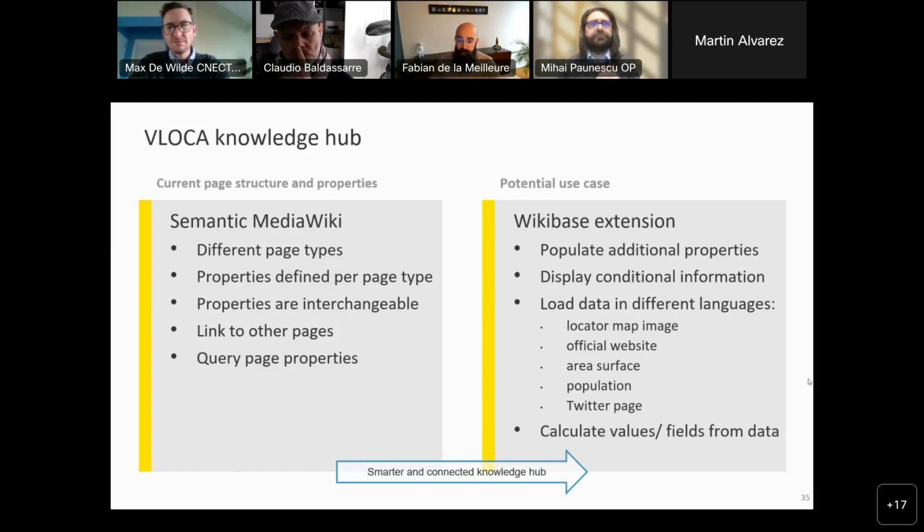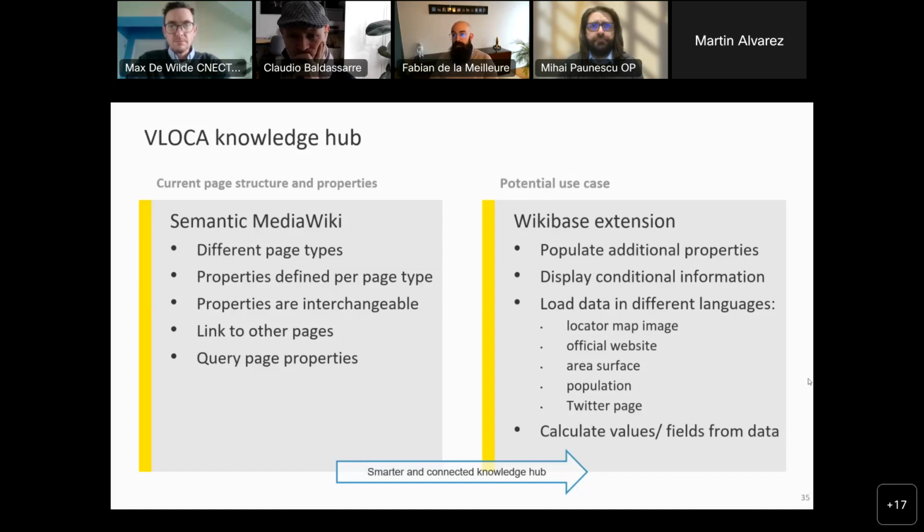And we can query page properties. So let's say that, based on what we are doing from Vloka, you have 100 smart city initiatives, which is very interesting. Well, we can query that information and see, for instance, what specific projects have been doing something around smart economy, which is very valuable information. On top of that, we could add a lot more information based on what we already have stored in our own properties on a semantic media wiki, but also based on the information that we could potentially extract using the Wikibase extension. And that would be a step to move towards a smarter and more connected knowledge hub.